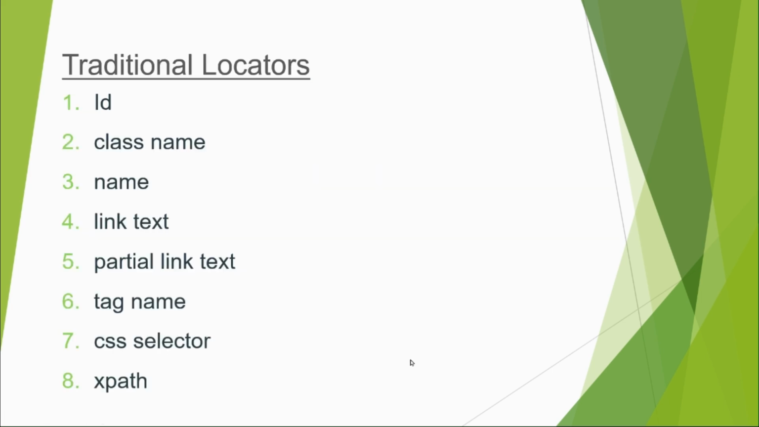So what are the traditional locators? We have 8 types of traditional locators such as ID, class name, link text, partial link text, tag name, CSS selector, XPath. I will show these with the help of a login screen.